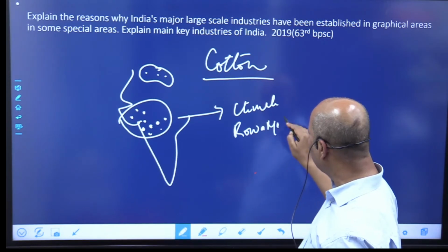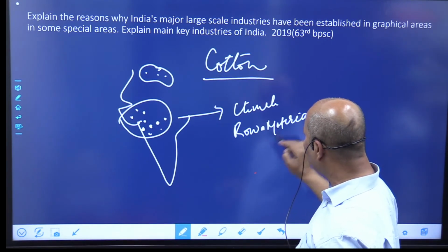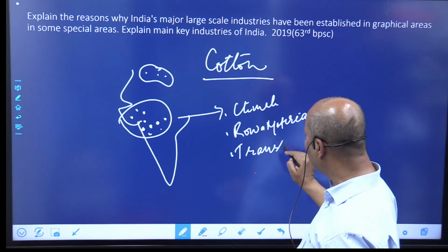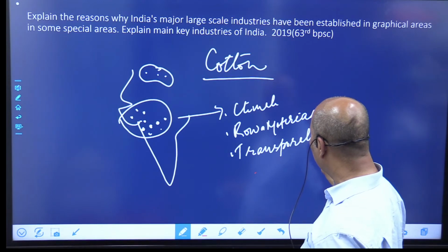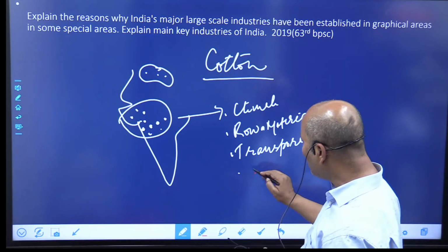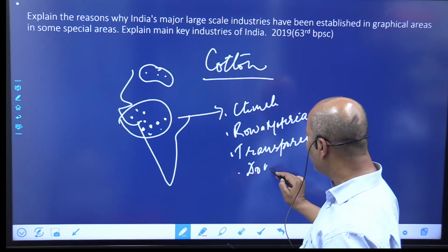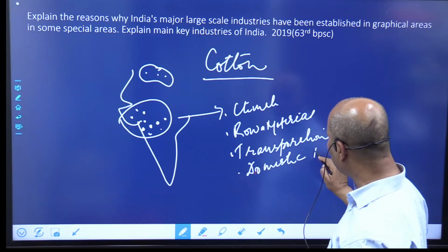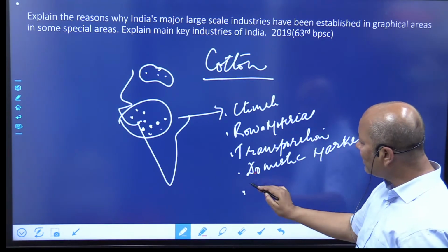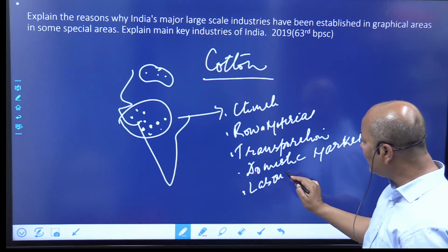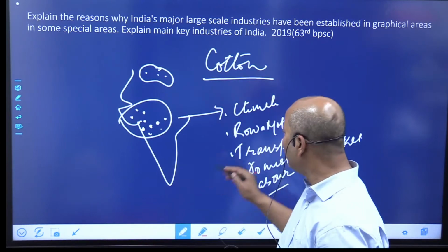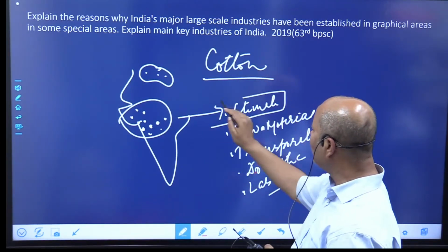raw material. The third one is transportation. Got that? And the domestic market. One more factor we can follow, that is labor, because in this industry we need skilled labor. So in Maharashtra we'll find there is a favorable climate for trading.